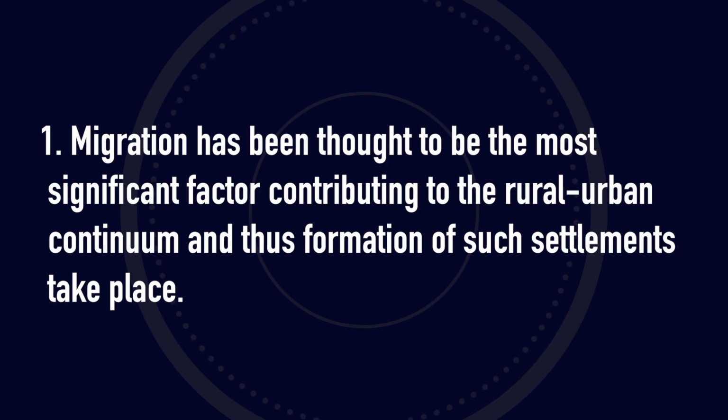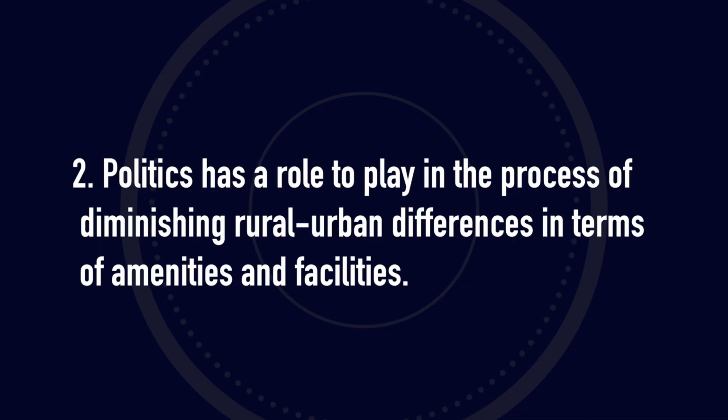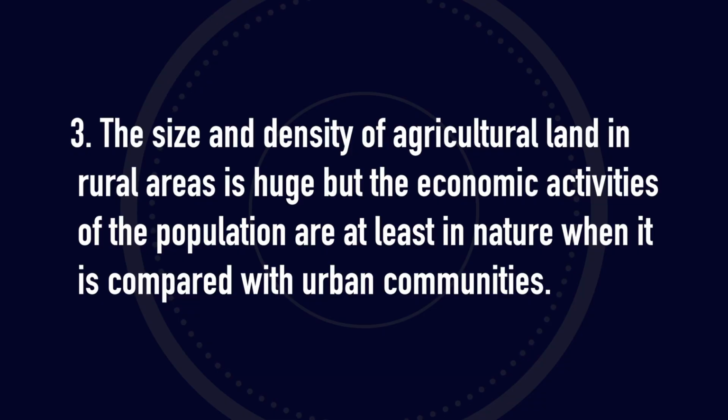Now, we will discuss the causes of rural-urban continuum. First cause, migration has been thought to be the most significant factor contributing to the rural-urban continuum, and thus the formation of such settlements takes place. Next, politics has a role to play in the process of diminishing rural-urban difference in terms of amenities and facilities. The size and density of agricultural land in rural areas is huge, but the economic activities of the population are limited in nature when compared with urban communities.